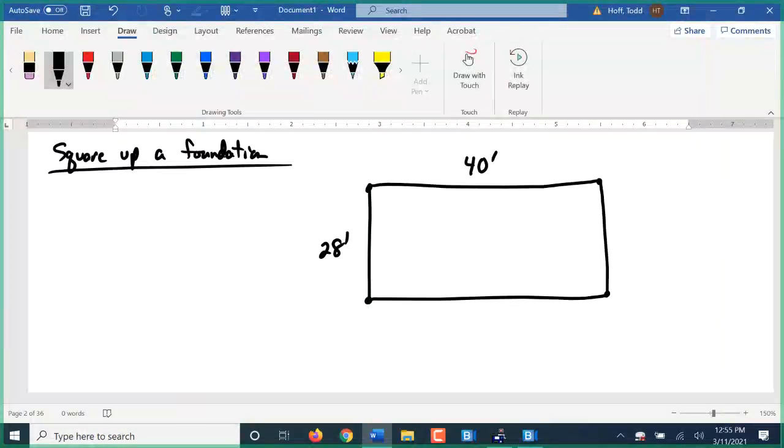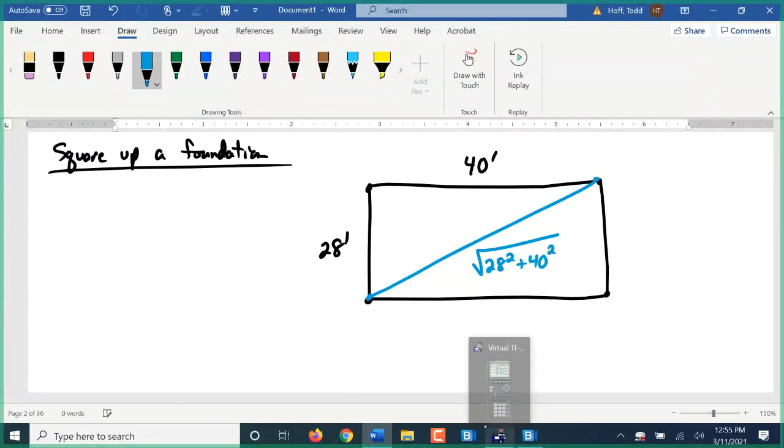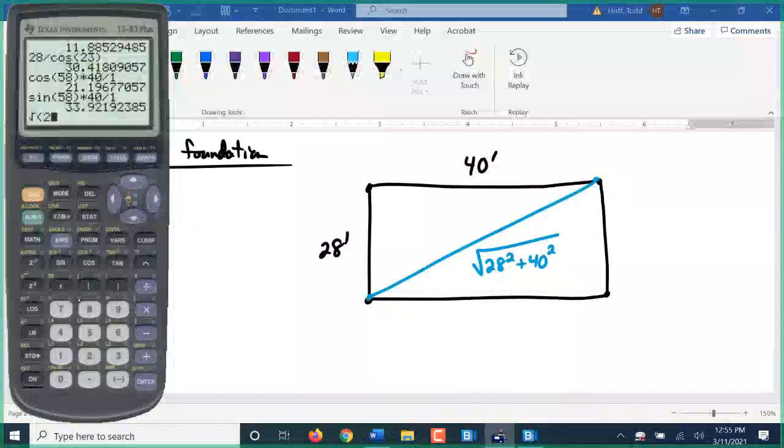And when I'm setting it up, I want to make sure it's squared. So I can find the corner-to-corner distance. That corner-to-corner distance will be the square root of 28 squared plus 40 squared. Giving us 48.82622. Now, obviously, we don't have a 48.826 whatever marking on our tape measure. So we're going to do some converting here.